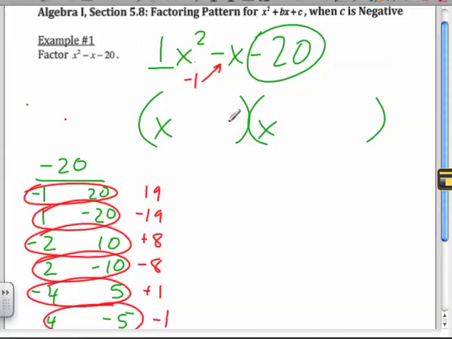So all I do, and it doesn't matter in what order I put these, I'm going to take 4 and negative 5. So I'll do plus 4 minus 5. And that's that quadratic factor.